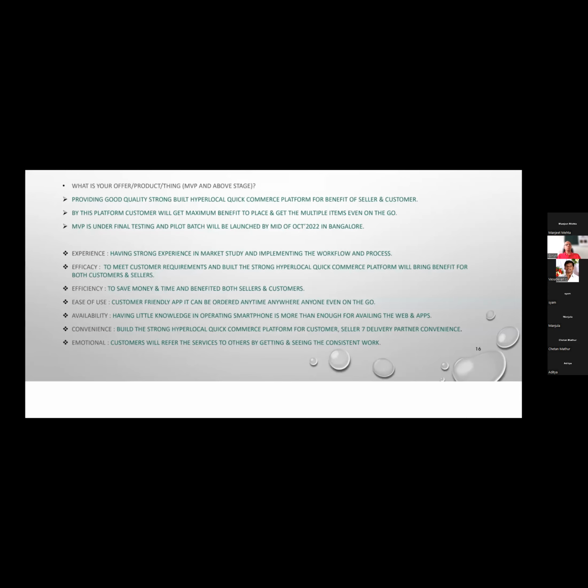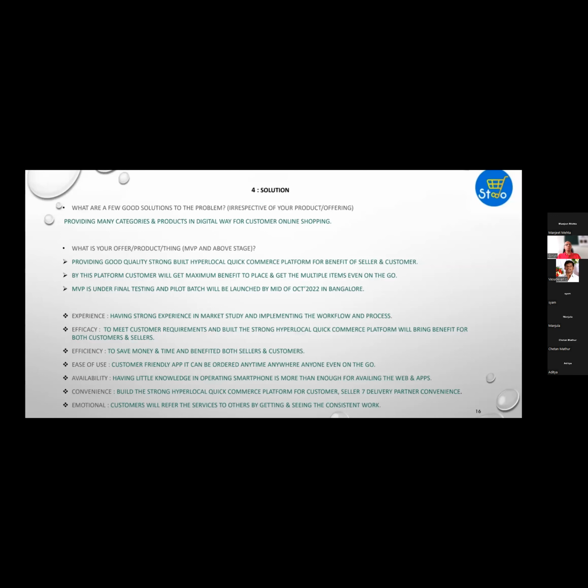So we can see the solution. What are a few good solutions to the problem? Providing many categories and products in a digital way for customer online shopping, because a lot of big shops have good inventory, but they do not get that much sales most of the time because customers prefer offline shopping. Their products are also not in a digital way. So those kinds of shops we will encourage and get onboard.